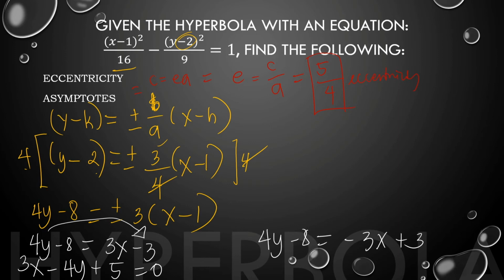And then, isa naman, so lipat lang natin itong 3x. Naging positive 3x plus 4y. Negative 8 minus 3 is equal to negative 11 is equal to 0. So, ito na yung mga equation ng asymptotes.